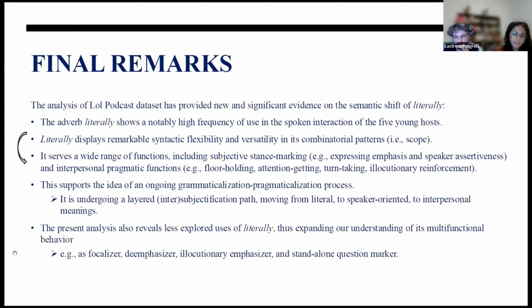In conclusion, the analysis of literally within the LOL podcast has allowed us to make several noteworthy observations. First, literally has acquired a high frequency, a considerable syntactic flexibility, and a layered set of semantic-pragmatic functions. Moreover, our analysis has brought to light uses of literally that have not previously received systematic attention in linguistic research, namely its use as a vocalizer or as a de-emphasizer and illocutionary emphasizer, and has contributed to providing a more fine-grained account of its discourse pragmatic functions, including its use as a standalone question marker.